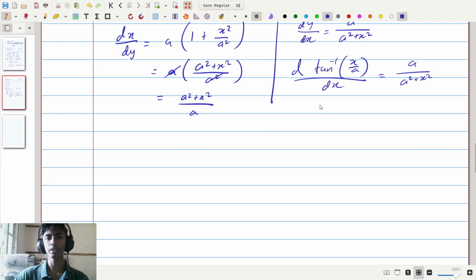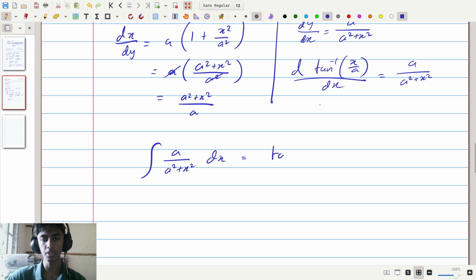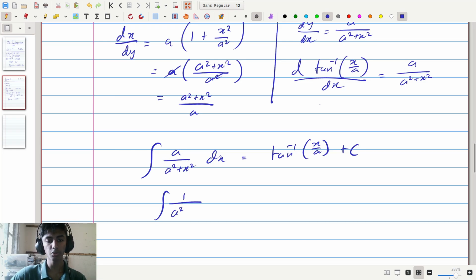From this, we can reverse this and say that the integral of a divided by a squared plus x squared with respect to x is going to be equal to the tan inverse of x divided by a plus c. Usually, however, this is not the format that we write this in. Usually we take this a to the other side. Dividing both sides by a, since a is a constant, there's no problem with this. We get on the left, when we divide this thing by a, 1 divided by a squared plus x squared integrated with respect to x.